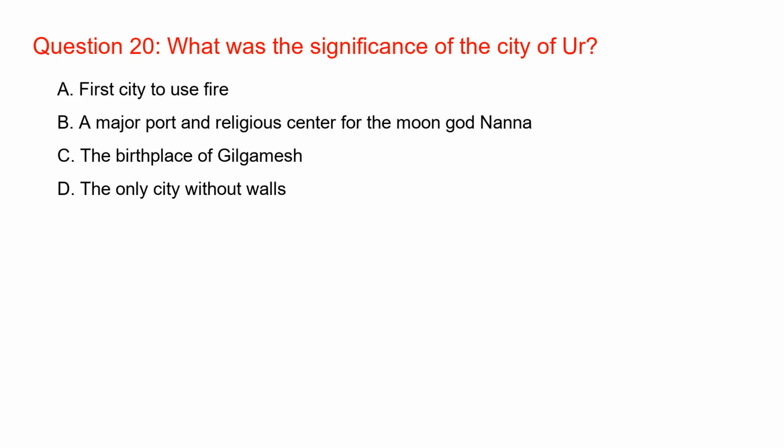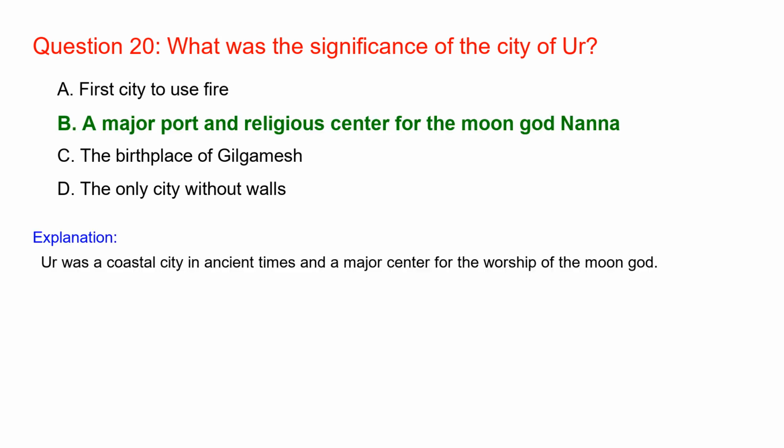What was the significance of the city of Ur? A major port and religious center for the moon god Nanna. Ur was a coastal city in ancient times and a major center for the worship of the moon god.